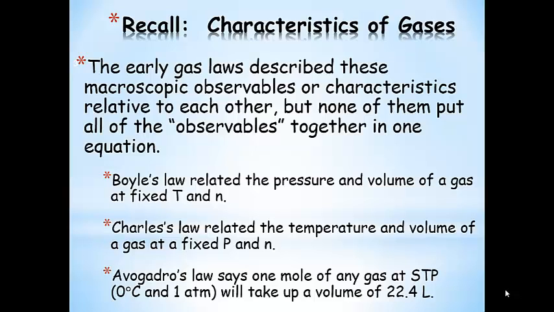Now, we went through the early gas laws, and they described these macroscopic observables relative to each other, but they didn't combine it all into one big picture. And so we looked at Boyle's law, which related the pressure and the volume, and the temperature and moles of gas were held constant. Charles' law related the temperature and the volume, but kept the pressure and the moles constant also. And then finally, Avogadro's law just tells us that 1 mole of any gas at standard temperature and pressure will take up a volume of 22.4 liters.